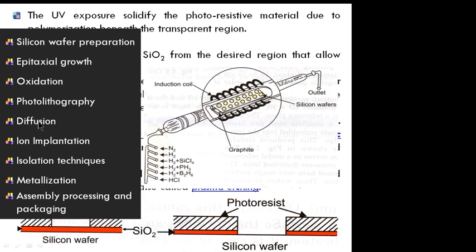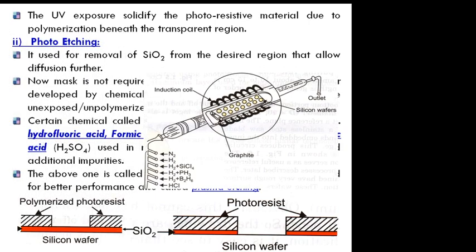before diffusion starts, it should be in such a shape that the silicon wafer is opened up, and therefore only the diffusion takes place. So on this silicon wafer I am able to create a p-type diffusion, or I am able to create an n-type diffusion on it. How the diffusion is possible, we will see again in the next slides.